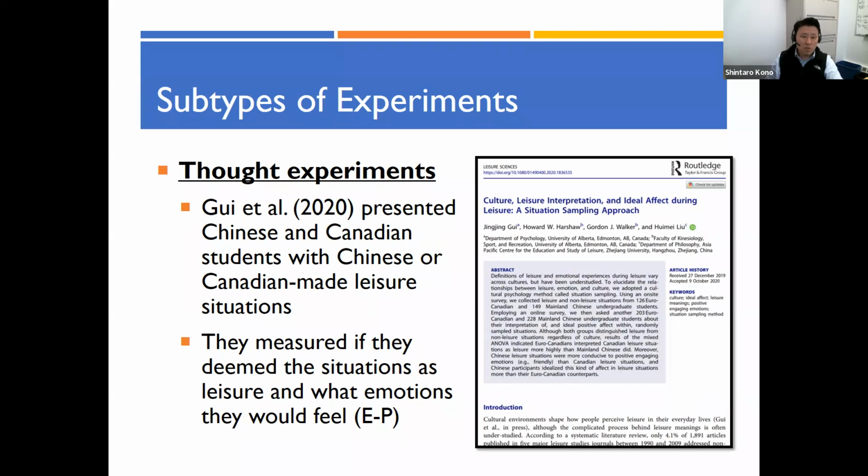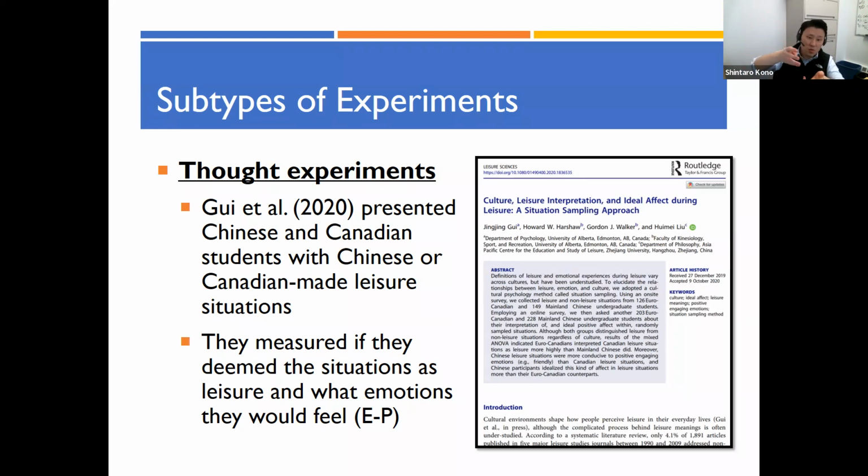Now, this is an example of a thought experiment. Gui and colleagues, and yes, Gui is my wife, by the way. They presented leisure scenarios, short paragraphs made by Chinese students. Some of them were made by Canadian students. So these are actually Chinese students in China and Canadian students in Canada. And we had another set of Chinese and Canadian students, both in China and Canada, respectively. And it was a survey, and some Chinese students, for example, read Chinese-made leisure scenarios.